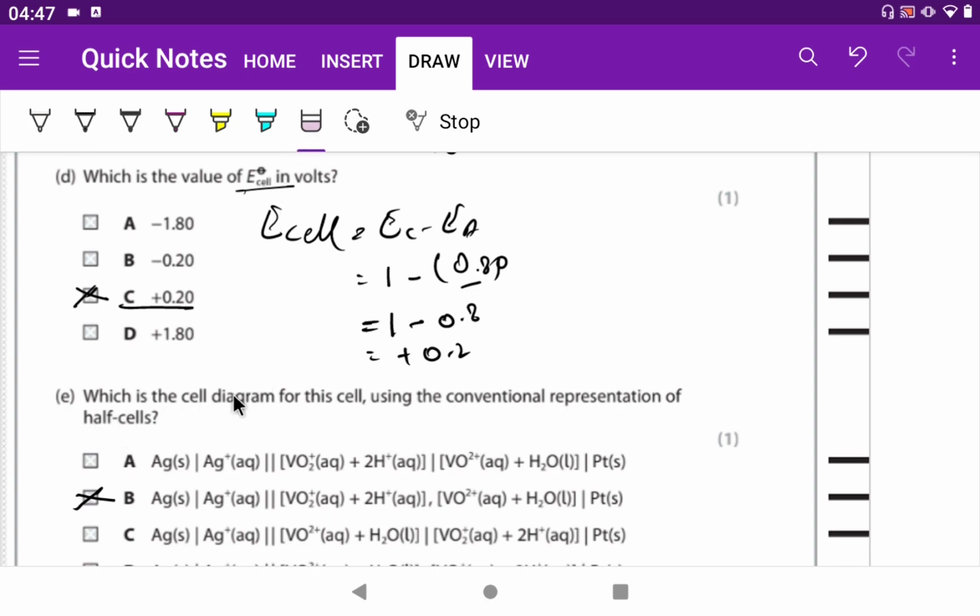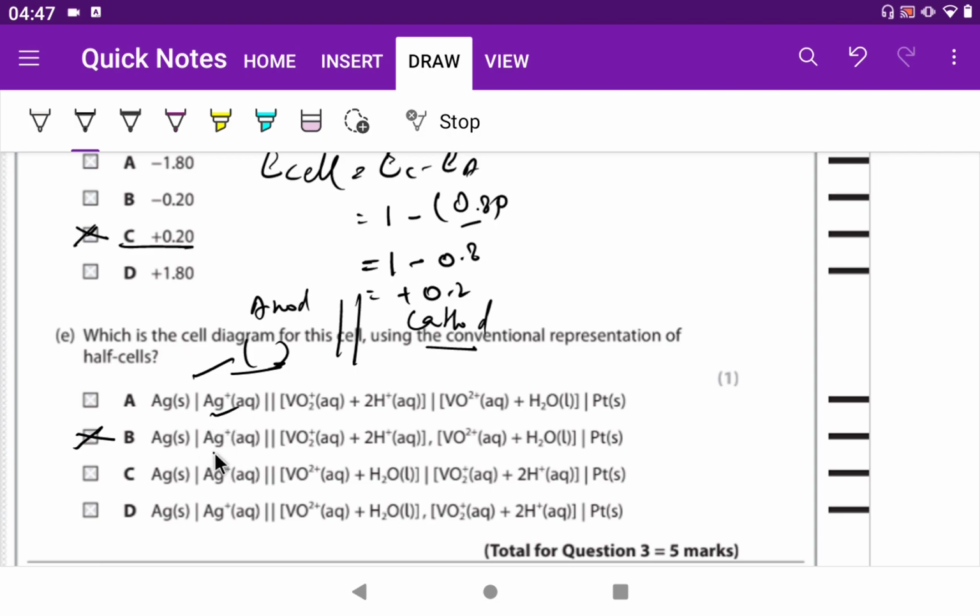We write the left hand side for anode and this is for cathode. At anode oxidation takes place, and at cathode reduction takes place. So Ag solid, okay, correct, but that should be reduced. So VO2 plus, water, liquid, aqueous.